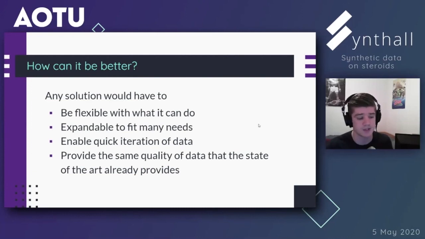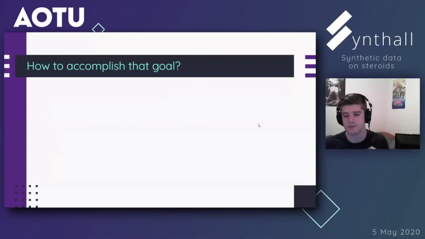The last thing is we want to provide the same quality of data that the state of the art already provides. We don't want to pull back in the quality just because we're trying to help more people. We want to maintain the same level and add to it, right? So how can we accomplish that goal? What are the different things that we've thought of here to kind of go about this?